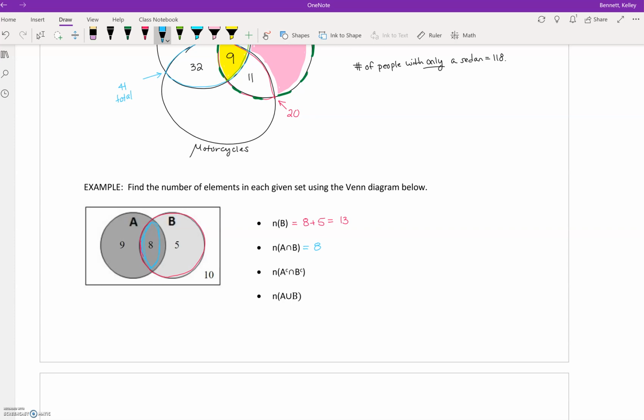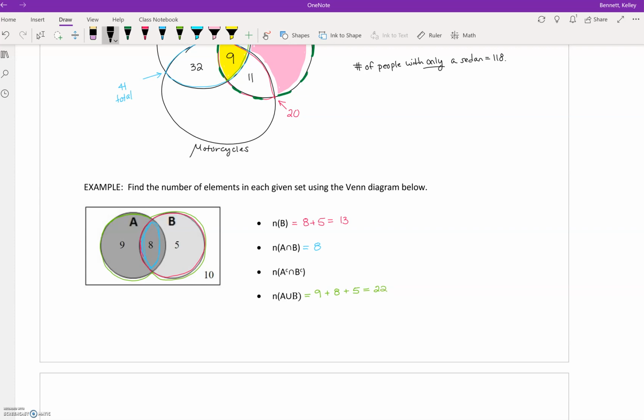I'm going to skip the third one. Let's go to the fourth one: the number of elements in A or B. That for us is going to be everything in either of the shaded circles. So that's going to be 9 plus 8 plus 5. That should be 22 elements.